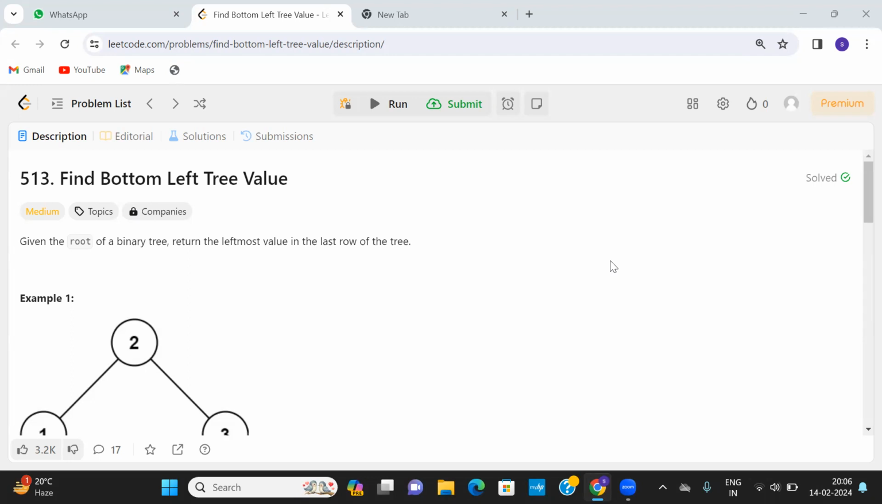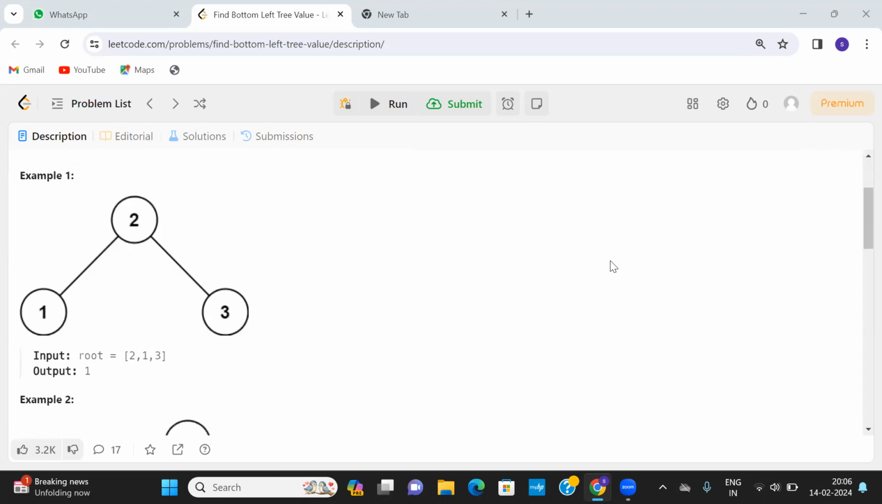The question says we are given the root of a binary tree and we need to return the leftmost value in the last row of the tree. So there are two main things, leftmost value in the last row of the tree. Our first task is to find the last row of the tree. Once we have found the last row of the tree, we can return its leftmost value. So let us understand this question better with the help of an example.